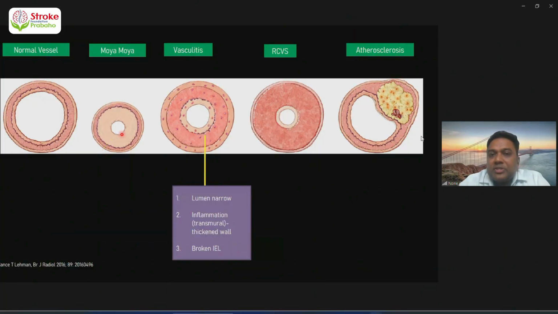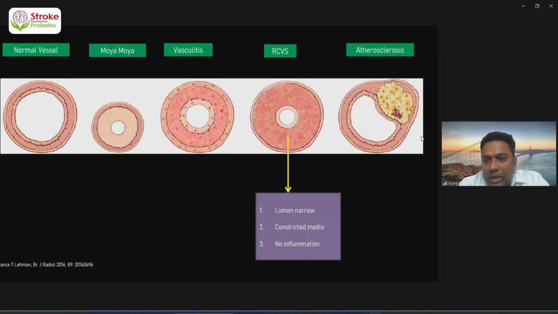Now look at this condition. This is vasculitis, where all three layers, intima, media, and the adventitia, are involved. All three layers increase in diameter, but overall the vessel size doesn't really change much. And the lumen is narrow. So the lumen is narrow, inflammation is transmural, and the internal elastic lamina is broken. Therefore, the contrast seeps into the medial layer.